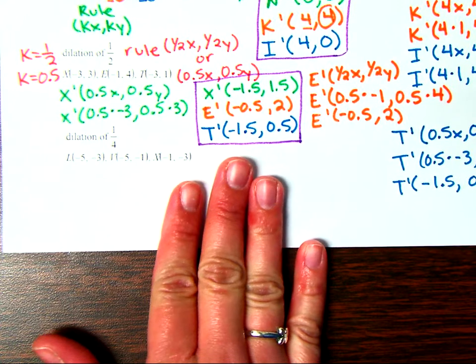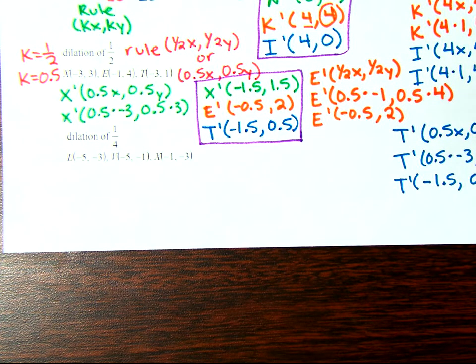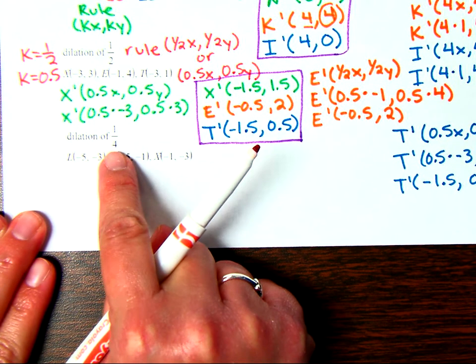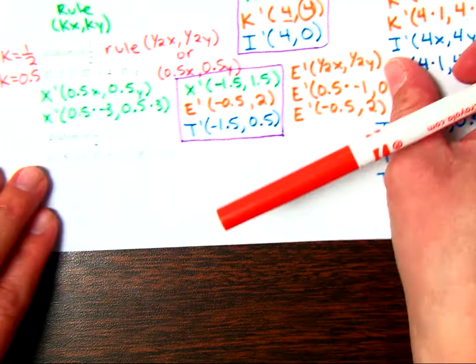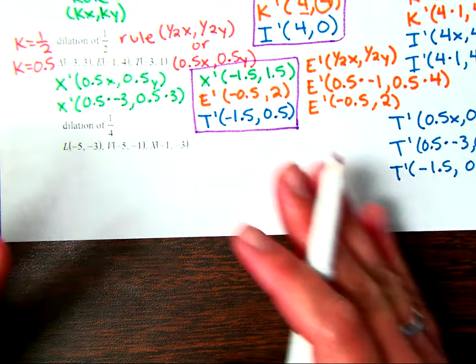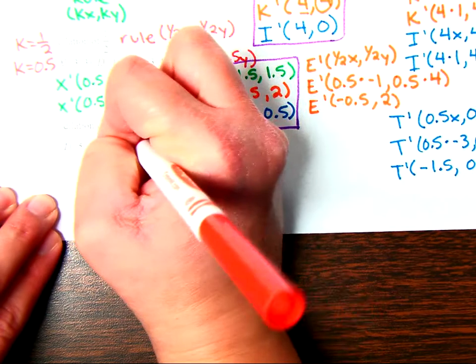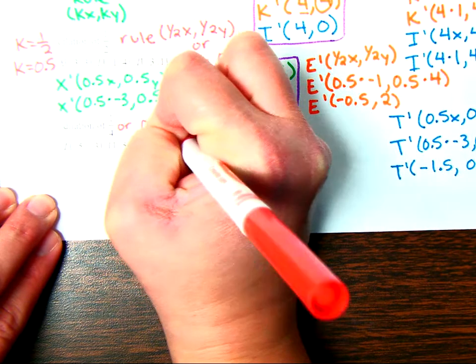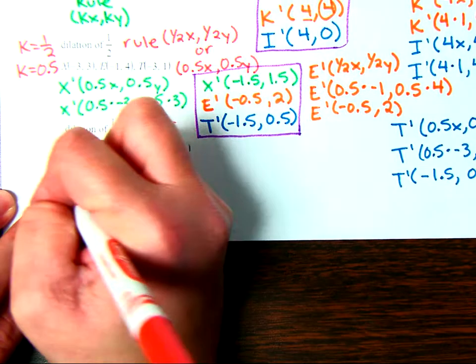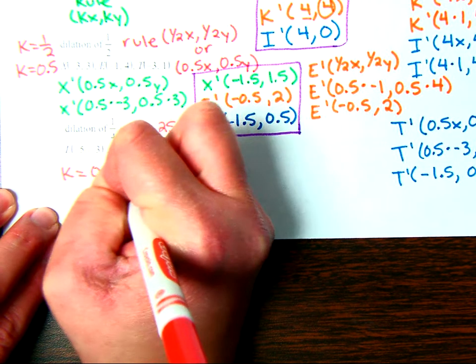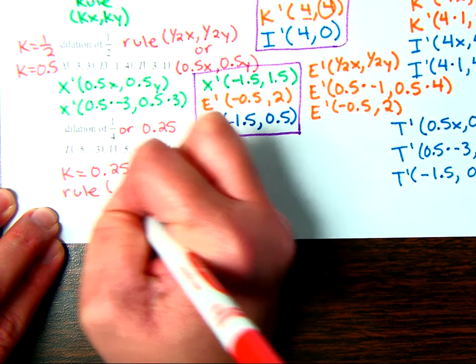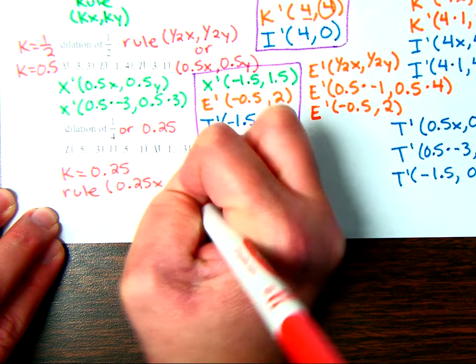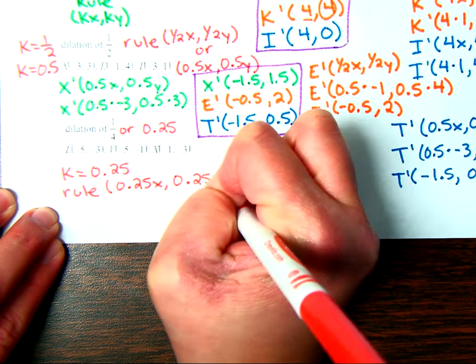So let's look at one last problem together. This one says the dilation of 1/4. Well, here again, if this is 1/4, that's in between 0 and 1. So I already know that I'm going to be having a reduction. If I were to draw these, I could see that it's getting smaller. But I'm going to go ahead and change this to a decimal and say 25 hundredths. Okay? So that means that k is equal to 25 hundredths. So my rule is kx, ky, so it's going to be 25 hundredths x, 25 hundredths y.